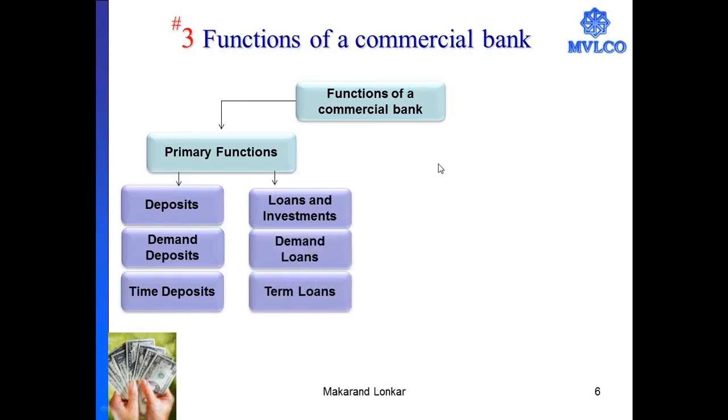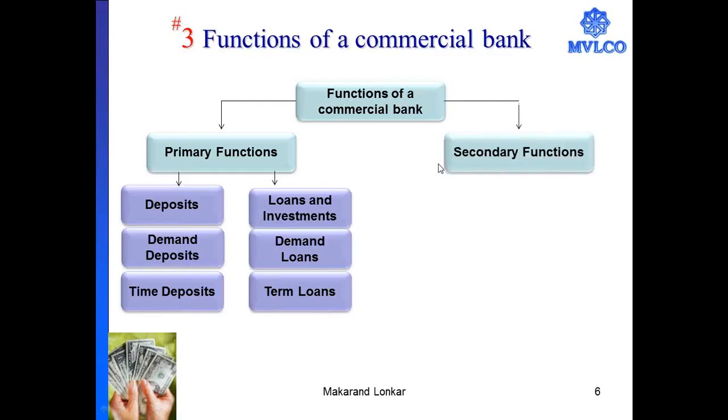Like we have demand deposits and time deposits, similarly we'll have demand loans, which are repayable to the bank on demand, and term loans. An example of a demand loan is an overdraft from the bank. And an example of a term loan is the home loan or a car loan which you take from a bank. So primary functions of a bank involve accepting deposits and lending that money or investing that money.